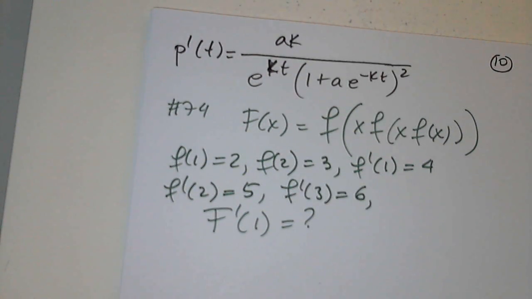Did I copy correctly? So it's a product, so f of x times f of x times f of x in 3 parentheses. Perfect. Okay, let's do this together.